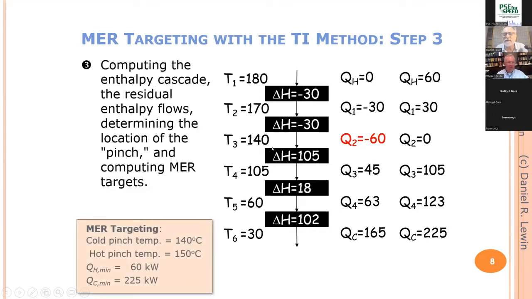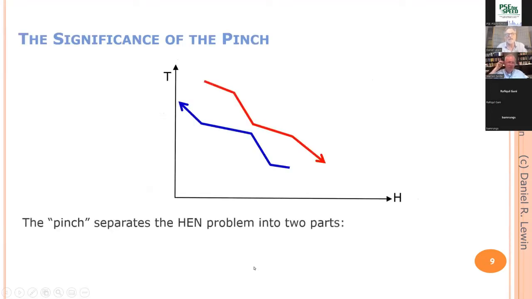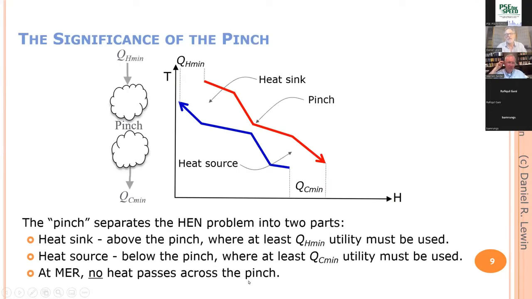And we've identified the pinch temperature of 140 degrees centigrade cold and, of course, 150 degrees centigrade hot. Very good. Why is the pinch significant? Because it defines the problem into two portions, a heat sink above the pinch and a heat source below the pinch. Above the pinch, we are only allowed to use external heating, and the targeting allows us to estimate the actual value. We just now calculated QH min.